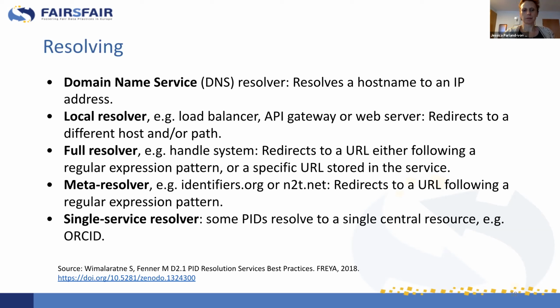And then we have the meta resolver, which is only using a pattern where we are creating on the fly the address or the redirect with the help of the suffix. And then we have the special case of the single service resolvers, where an example here is the ORCID, where we just have one service which aims to be a PID. And the most sustainable of these are the full resolver and the meta resolver, as they provide this extra two-tier resolver layer that creates a buffer against organizational and technical changes and can offer robustness through networks. These are also called first and second pattern identifiers.